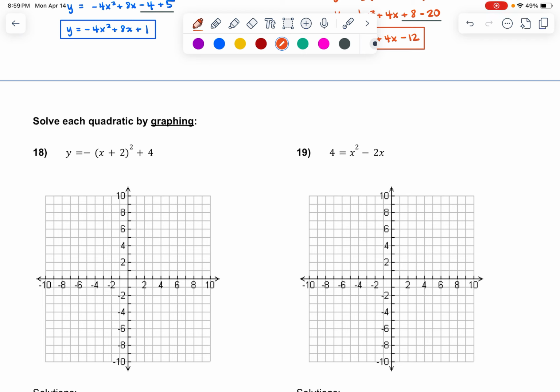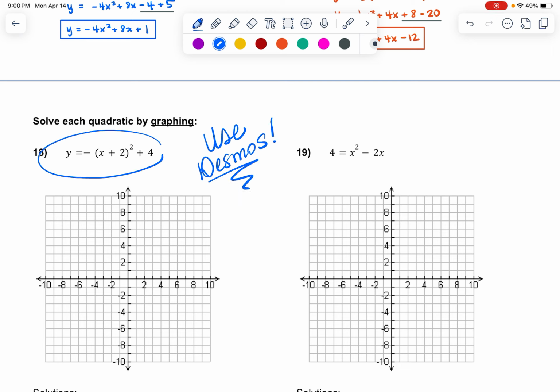So our first one was graphing. Please use Desmos for this. There's no reason why you shouldn't be using Desmos. That's the whole reason we're letting you use the graphing method. So I'm going to write that here. Use Desmos. Right? So literally just type this function into Desmos and then just look at the graph.